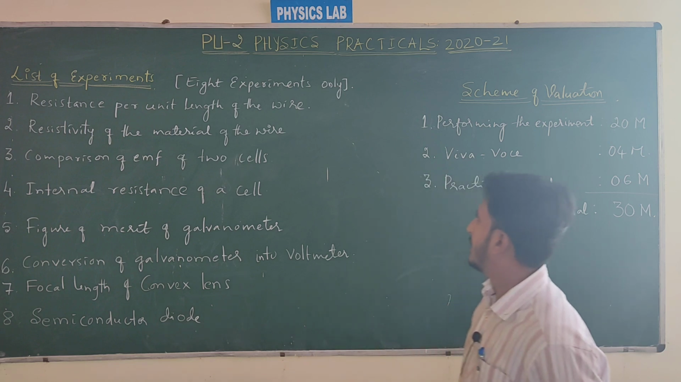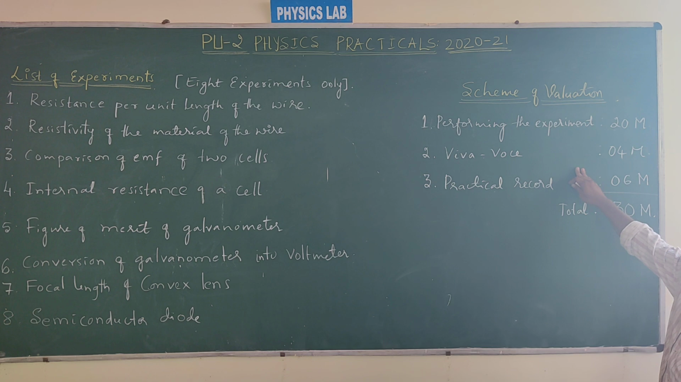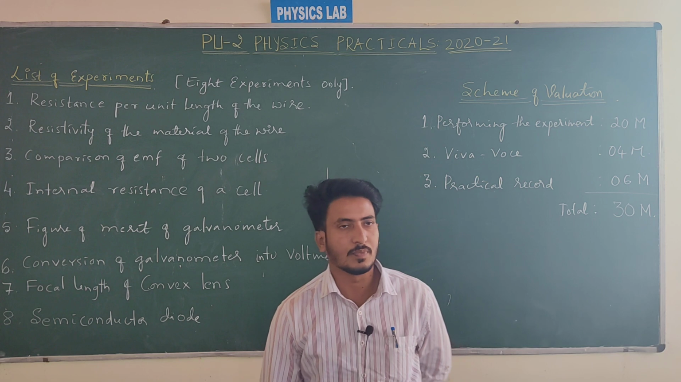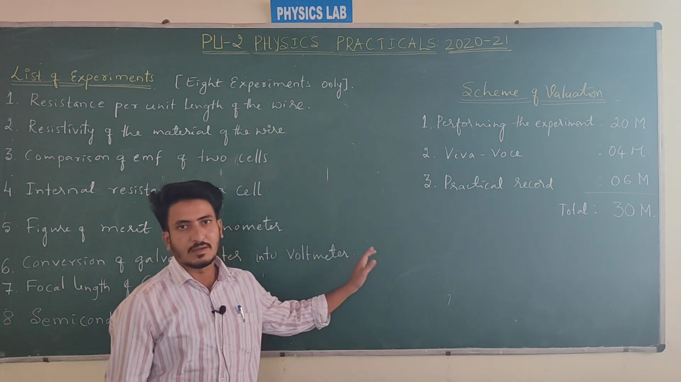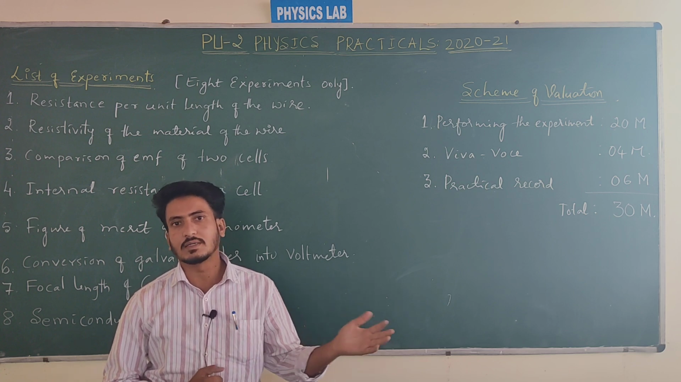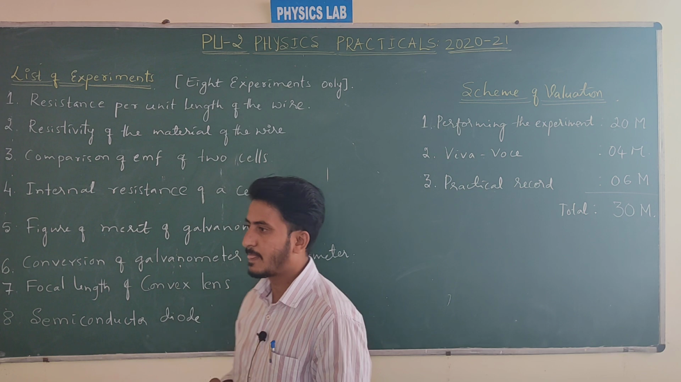Okay. And the scheme of evaluation remains the same, that is performing the experiment 20 marks, Viva voce 4 marks, practical record 6 marks, total we have 30 marks. So only these 8 experiments you are supposed to do. Here we are going to prepare the videos. Once physical classes start, you will get a chance to do this physically in a lab. Okay. So let us know this.